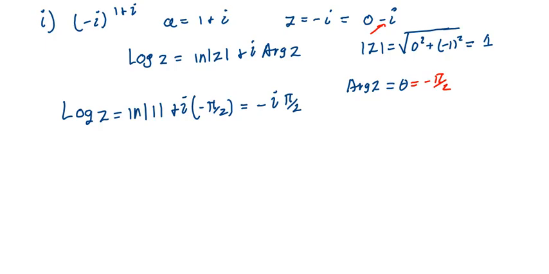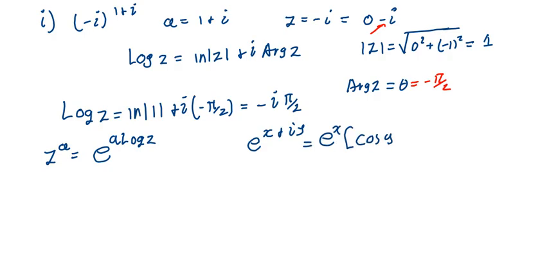Okay, so the question is, are we done? No, we are not yet done. So one thing that you have to keep in mind is that when you have z to the power a, this can be written as e to the power a times log z, there, a times log z. Okay, so another thing again, when it comes to e to the x plus iy, this can be written as e to the x, open bracket, cos y plus i sine y, like that.